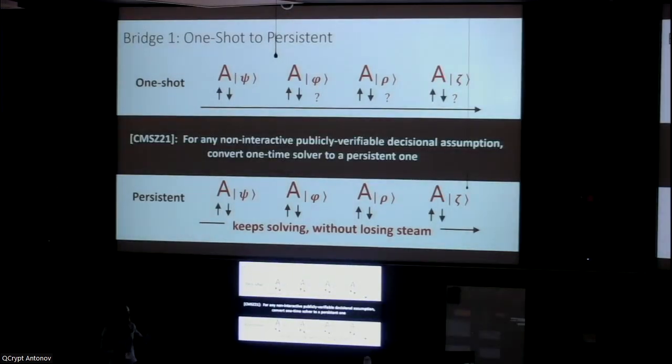So what they showed, I mean, their work is for the specific Killian protocol, but if you read what they actually did, the theorem that you can extract from it is that any non-interactive and publicly verifiable assumption, so any assumption where you just get a challenge, you give an answer, and anybody can know whether this answer is good or not. So this is not quite a decisional assumption because they had public verifiability, but if they have it, they could convert a one-time solver to a persistent one.